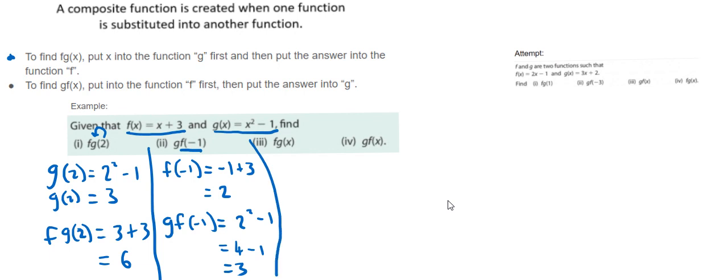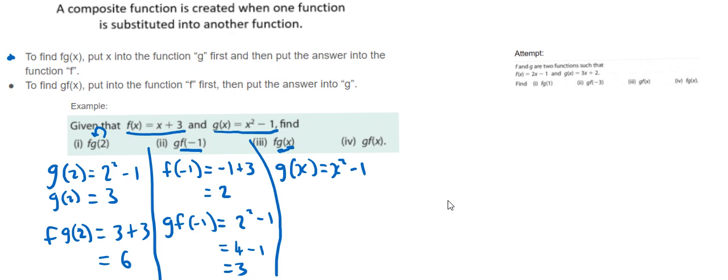Right, the next one then asks us for f of g of x. So in order to get f of g of x, we're going to pretty much do it the same way. It's just now we have x instead of a number. So because g is closest to the x there, I'm going to do g of x. So g of x is x squared minus 1. So that's what g of x is. And we don't need to do anything else there.